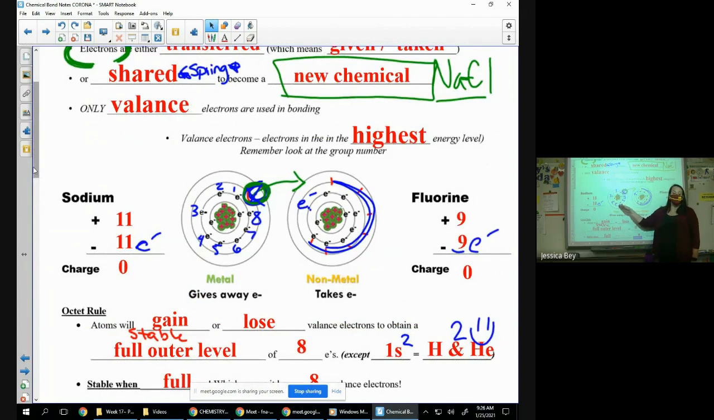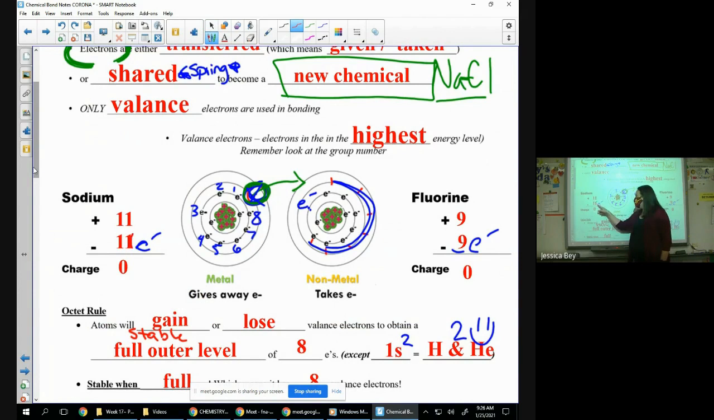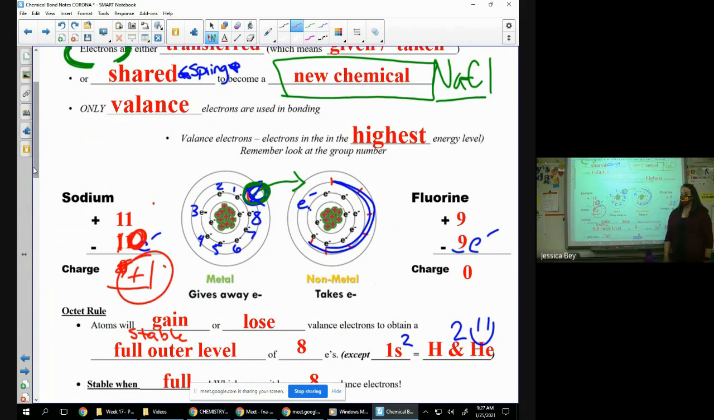Once sodium gets rid of an electron, that means instead of 11, I have 10 negatives. Am I still 0 charged if I have plus 11 minus 10? What is my charge now? Plus 11 minus 10 gives me a what charge? Positive by 1. Very good.